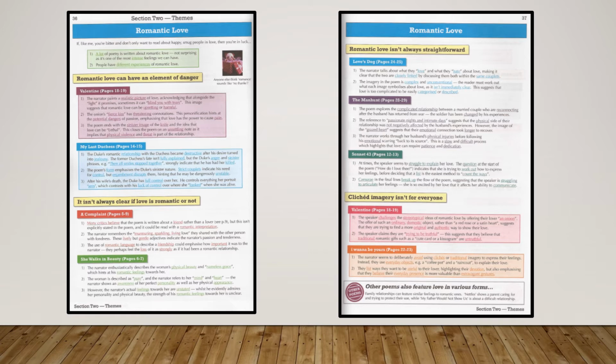So the poems you should be thinking about using today are Valentine, or My Last Duchess, or A Complaint, or She Walks in Beauty, or Love's Dog, or The Manhunt, or Sonnet 43, or I Want to Be Yours. Okay, so those are the poems that I'm looking for you to choose from today. Now, if you need to go over those poems again, then obviously go back through Google Classroom and find the particular lessons on each of those poems and you can revise them. But hopefully the notes on these pages that are in front of you now will give you a little bit of an insight as to how you can compare or what you could write about each poem. And then obviously that would link into the comparison.